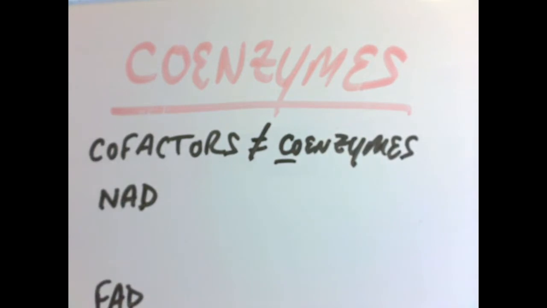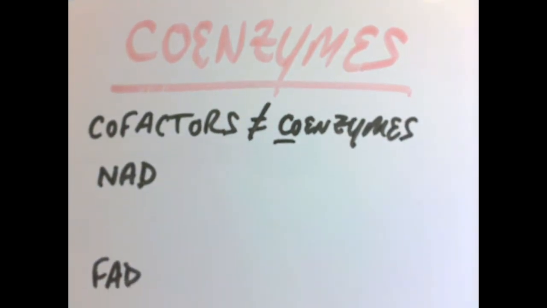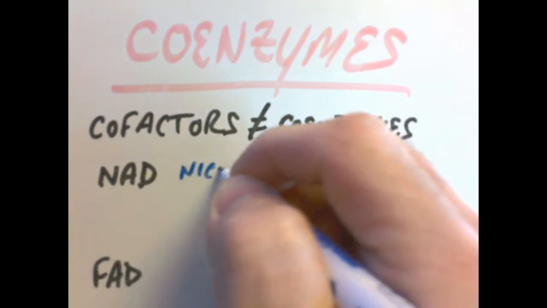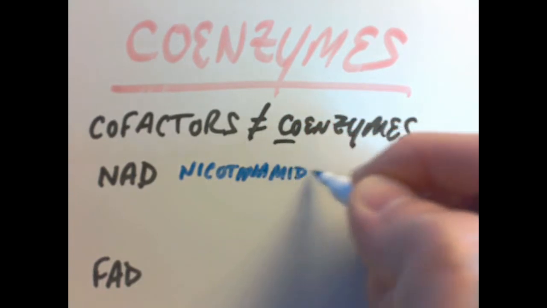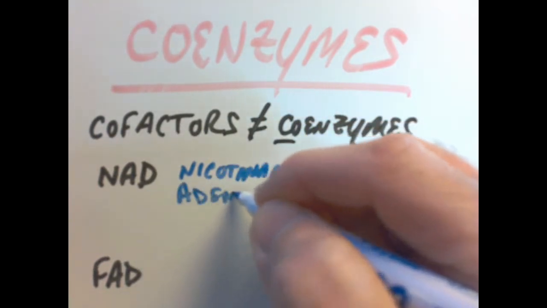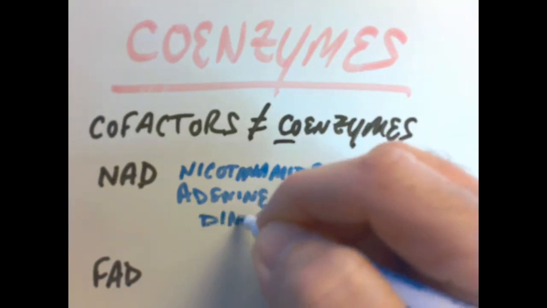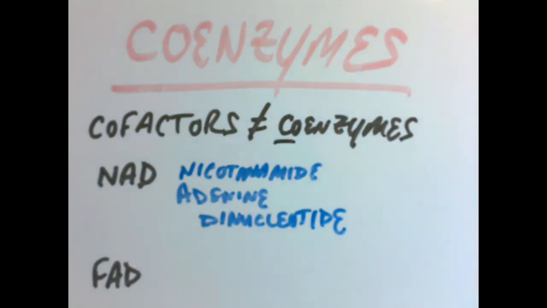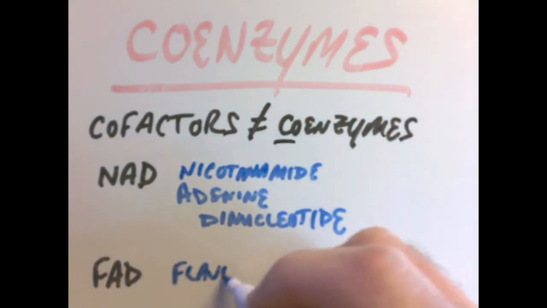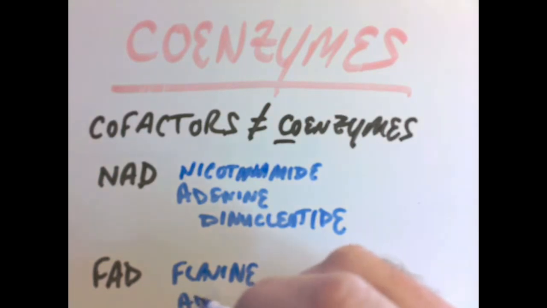NAD, I'll give you the full name of it if anybody's interested. It's nicotinamide adenine dinucleotide. I will spell that out if you're dying to know what it stands for. Nicotinamide adenine dinucleotide. But for obvious reasons, people just refer to it as NAD because it's a lot easier. FAD is flavin adenine dinucleotide.